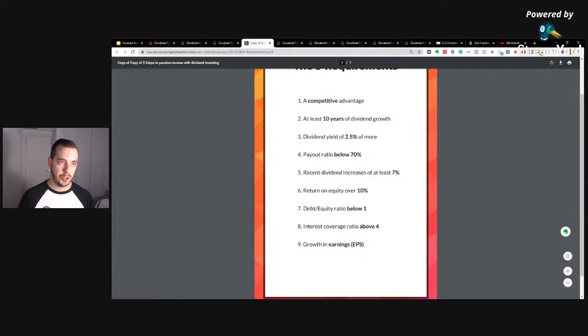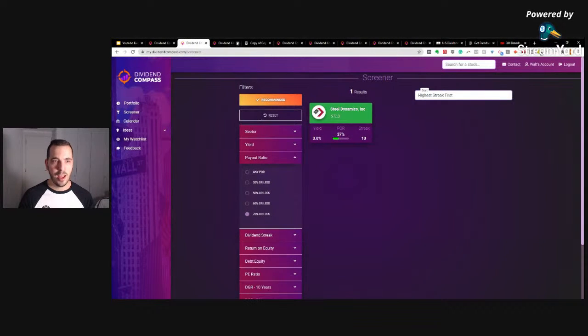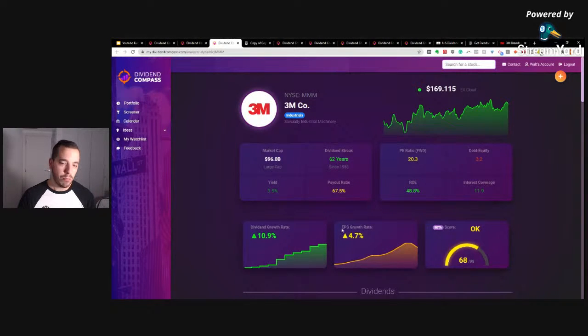So basically, to check that again, when you go here, this is the EPS growth rate. You can see that it has grown over the last few years. Not super fast, less than 5%. It's not amazing, but there has been some growth. And again, like I said earlier in the stream, I think 3M is going to do really well over a long period of time.